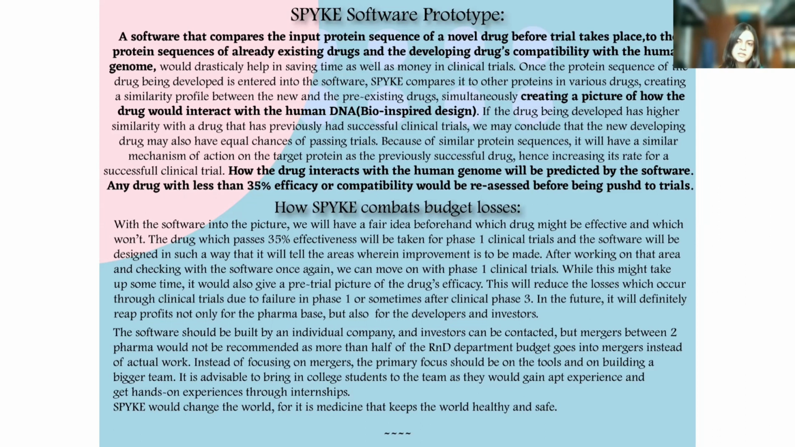A lot of money that is spent on R&D and budget losses would be saved because of the Spike software. Spike software would change the world, for it is medicine that keeps the world safe and healthy.